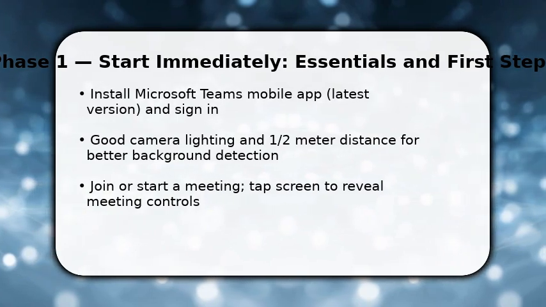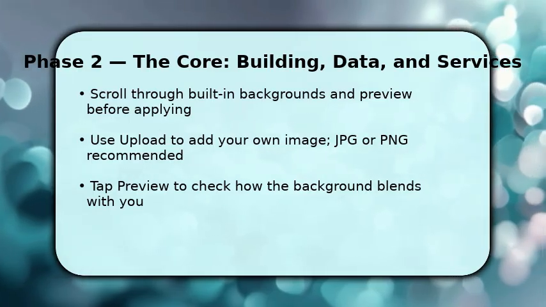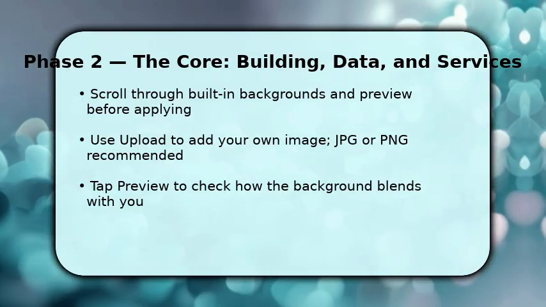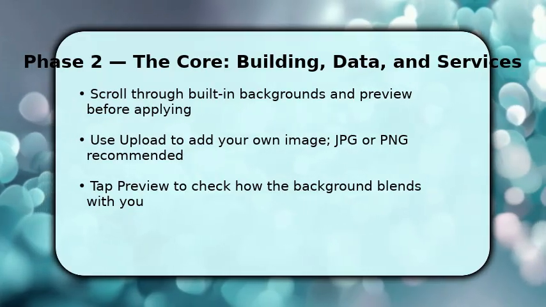Once you open Background Effects, scroll to find a built-in option that suits your meeting. Tap to preview it first. If you prefer a custom image, use Upload and pick a JPG or PNG from your phone. This gives you control over branding or privacy.